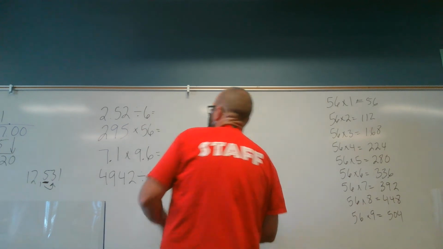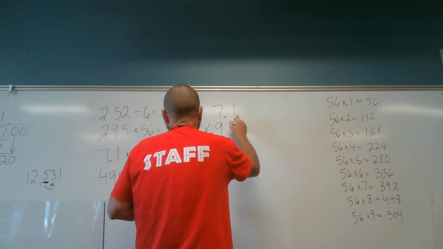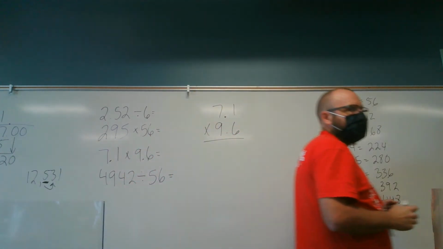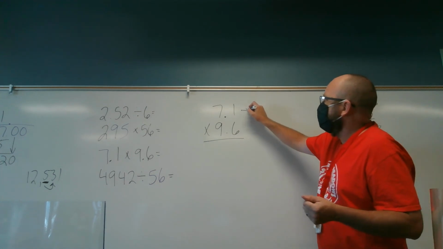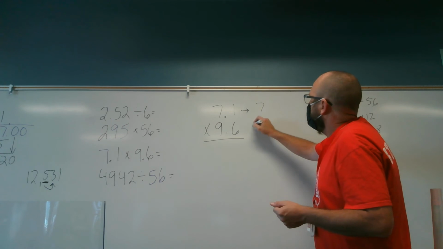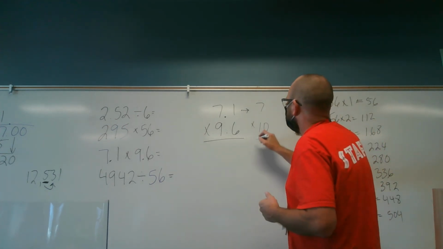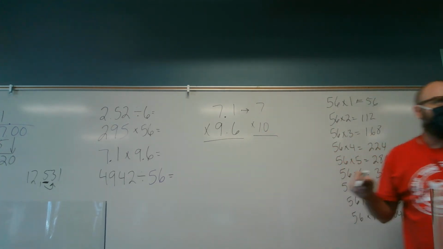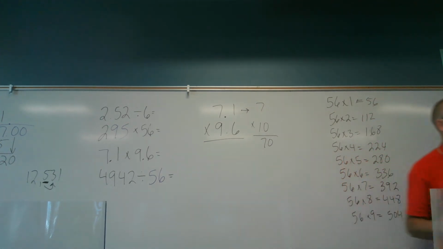So let's say we have multiplication with decimals in it. The first thing we're going to do is estimate without decimals. What's 7 and 1/10 close to? 7. What's 9 and 6/10 close to? 10. 7 times 10 is 70. My answer needs to be close to 70. That really helps me place my decimal point when I have to go back and do it.